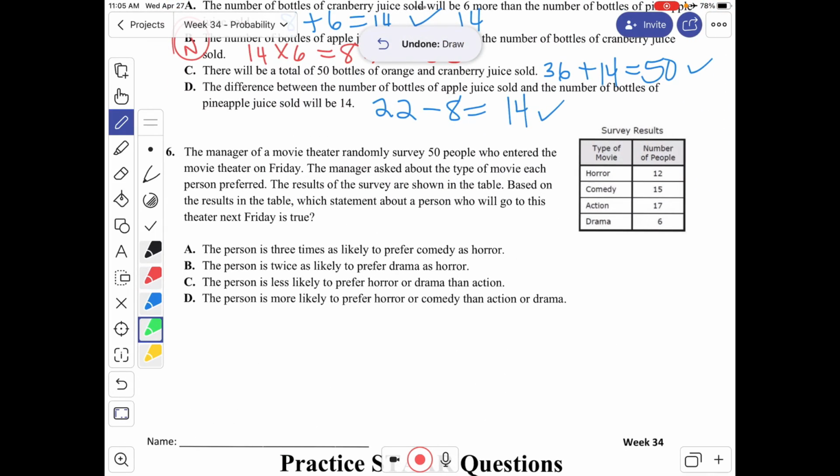Number 6. The manager of a movie theater randomly surveyed 50 people who entered the movie theater on Friday. The manager asked about the type of movies each person preferred. The results of the survey are shown in the table. Based on the results in the table, which statement about a person who will go to the theater next Friday is true? Okay, well, this time it didn't ask us to predict for anything, but we will still need a total.